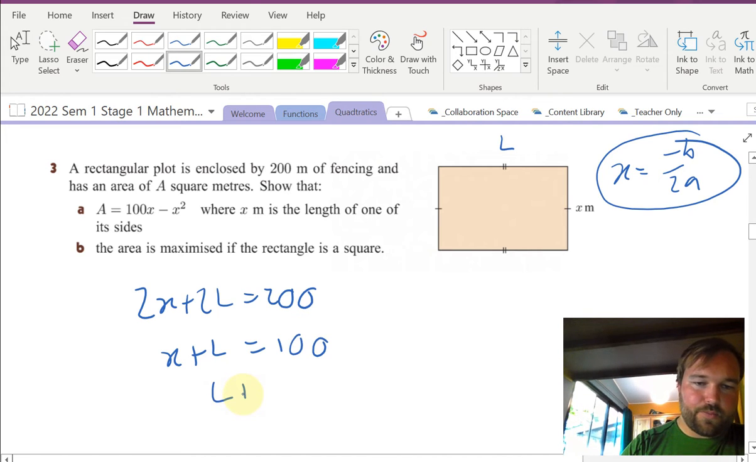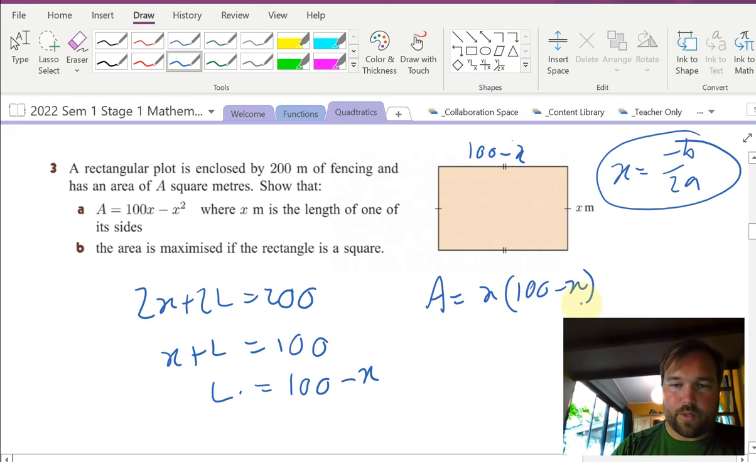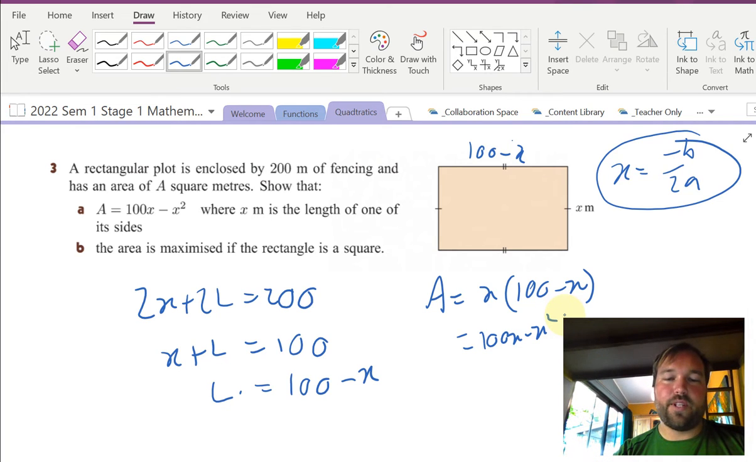L equals 100 minus x. So this side here is really 100 minus x. That means the area, length times width, is x times (100 minus x), which then expands out to 100x minus x squared. All right, shown. The area is maximized as a square. We need to show that it's maximized as a square.